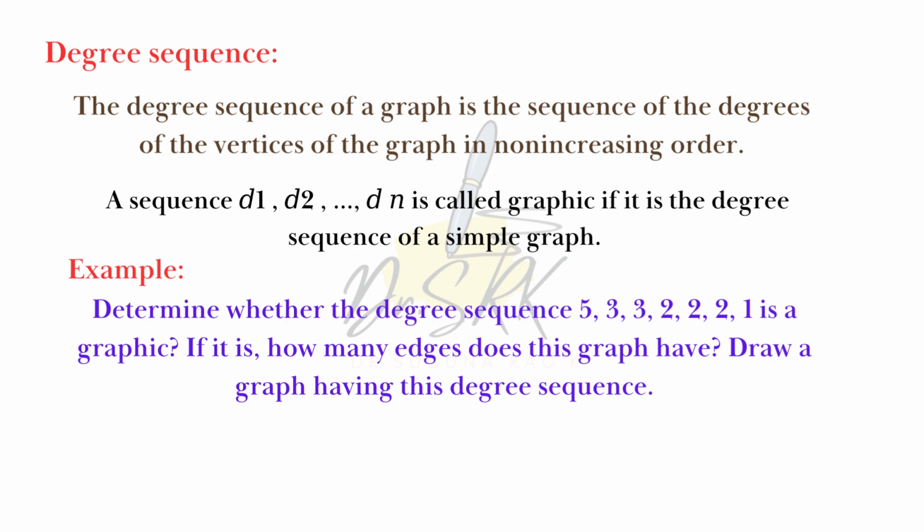Okay. So here a sequence d1, d2, d3 and so on up to dn is called graphic if it is the degree sequence of a simple graph. Simple graph means in a graph no multiple edges are there. If no multiple edges are there, then the graph is nothing but a simple graph.